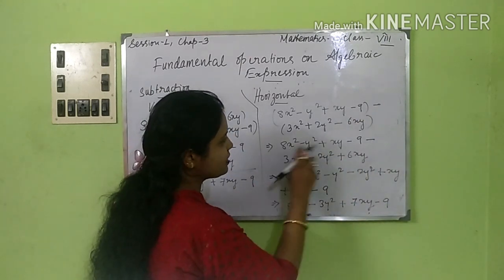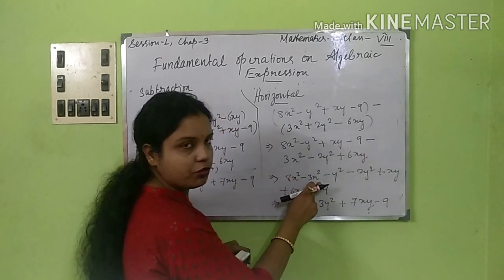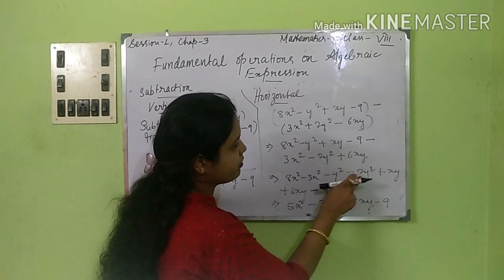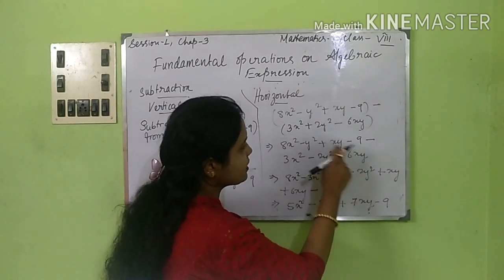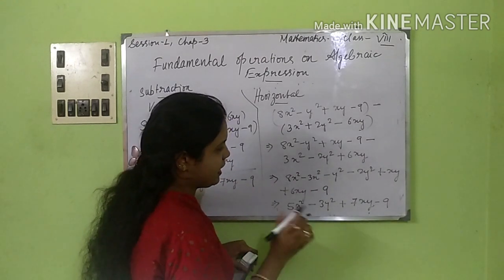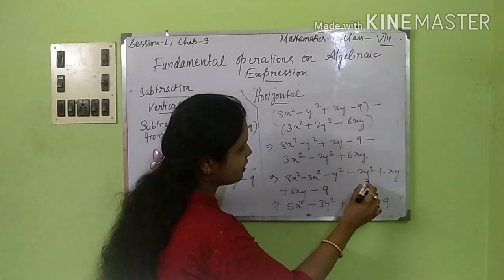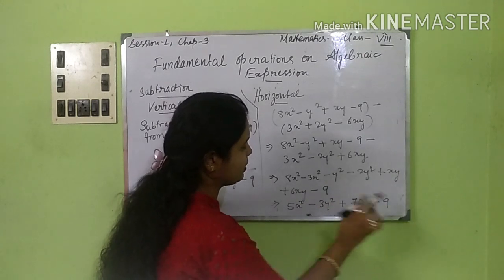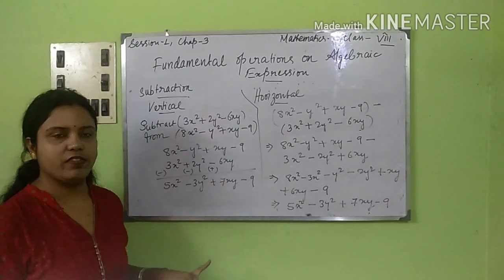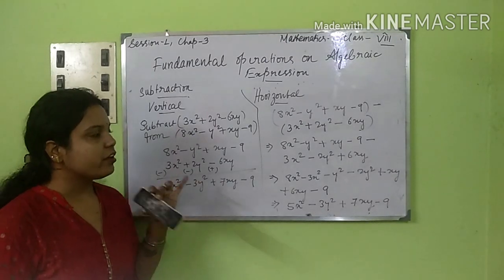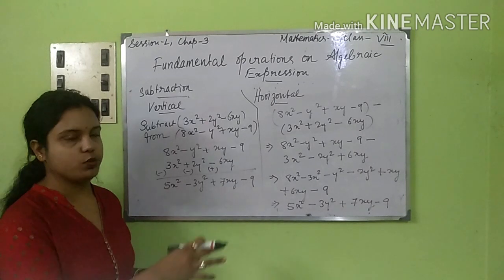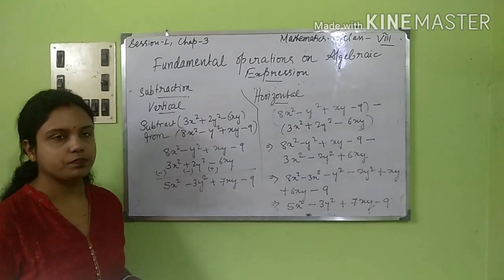Next, 8x square minus 3x square. Rearrange it now. Minus y square minus 2y square. Rearrange it and write. Plus xy plus 6xy. Right. Minus 9. Next, 5x square minus 3y square plus 7xy minus 9. This will be our answer. I hope it is very clear to you. Please rewind and see so that you can understand and don't have any problem, especially those who are beginners of this operation.